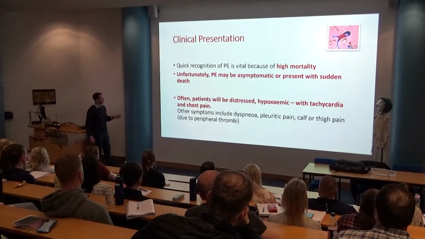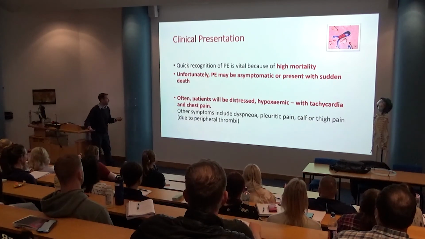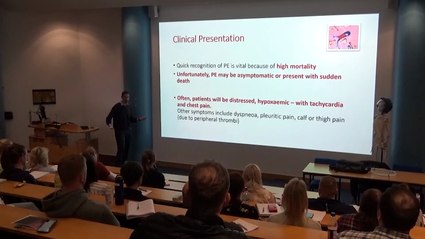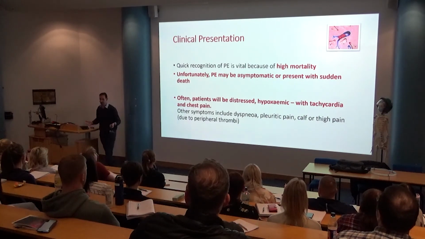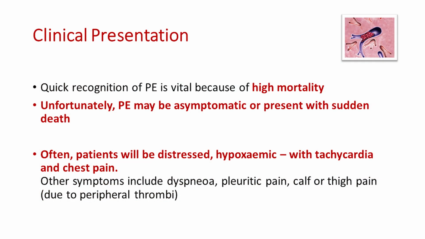Okay. We talked about your clinical presentations. Quick recognition of PE is vital because of high mortality. Some patients might be asymptomatic altogether until the very last minute. Certainly, I had patients that were okay, and then they were not okay. And we got into hospital, and I go, whoa, that was sudden, and then they were dead. And you go, oh, okay. You know what I mean? So it can be incredibly rapid as such.